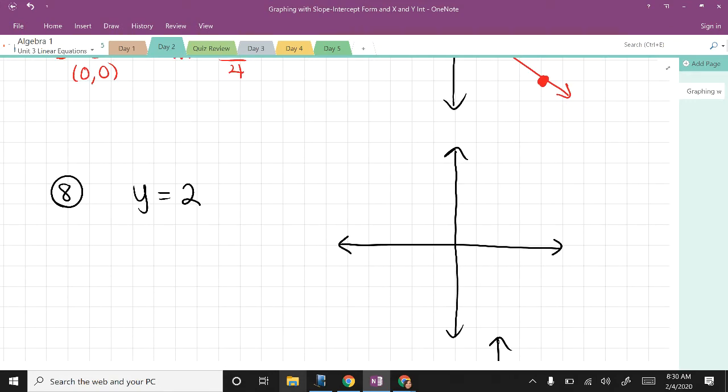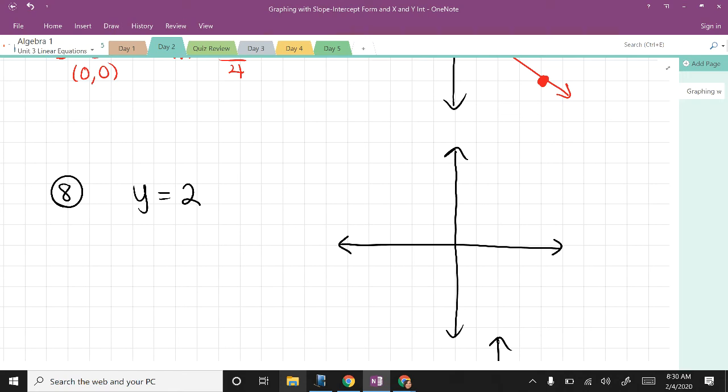Another special one. This is one I'm going to need y'all to kind of memorize what to do. Y equals 2. No X. No B. Well, actually, there is a B. That's not 0, it's 2. Oh, I know what it is. All lines are straight. What's that called? What's the big word for that?